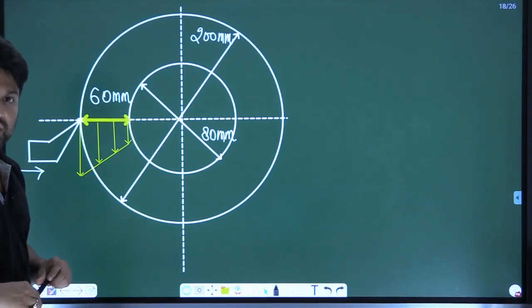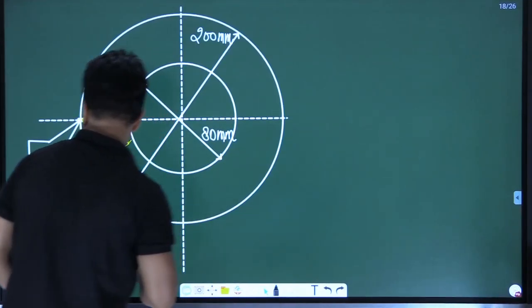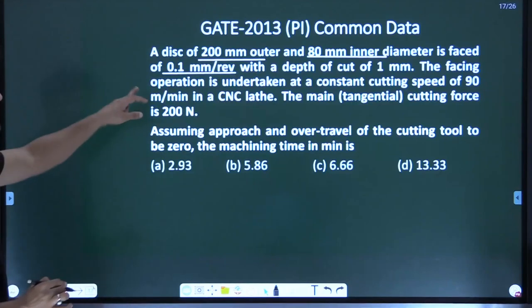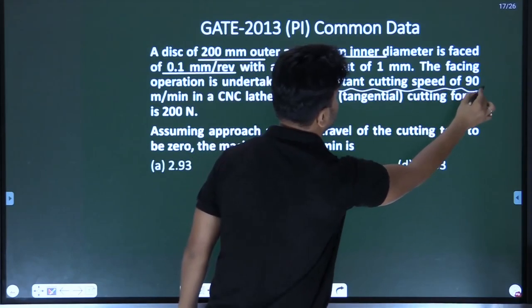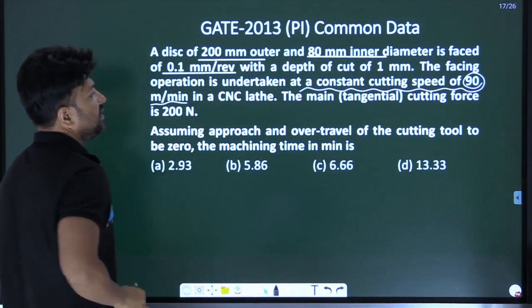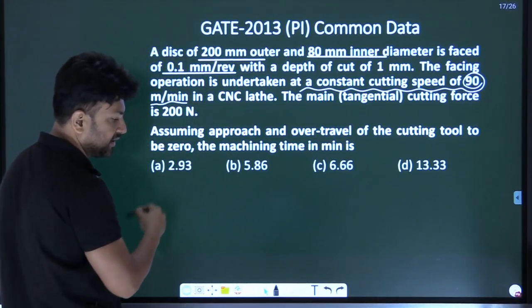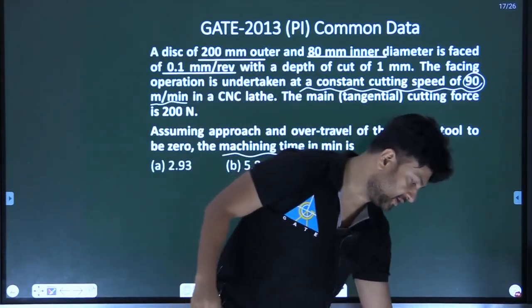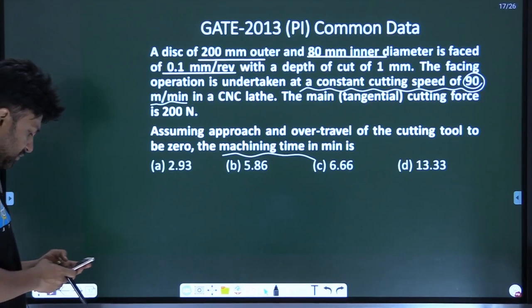Now, what do we have to find? Here, feed is given, and it is 0.1 mm per revolution. The facing operation is undertaken at a constant cutting speed, that is 90 meter per minute. Assume approach and over travel of the cutting tool to be zero. The machining time you have to find, my dear. You have to find out the machining time.